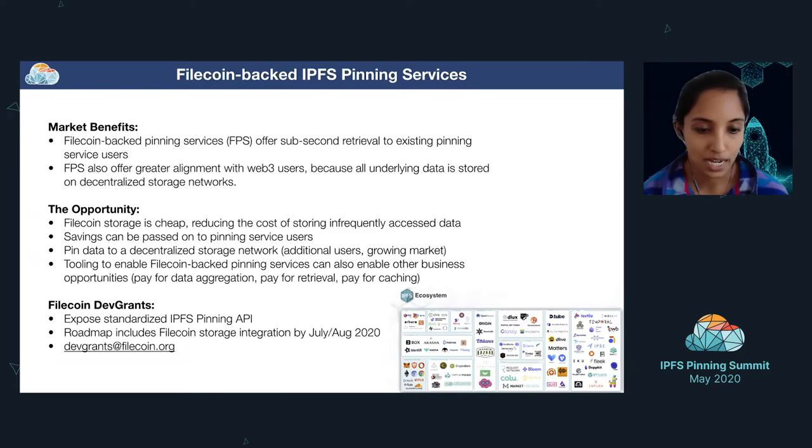We believe that Filecoin backed pinning services are going to be a really important entry point for Web3 application developers who want to interact with Filecoin storage. And so we're planning on offering Filecoin dev grants to support teams that choose to integrate Filecoin storage into their pinning solutions by around the time of mainnet launch for Filecoin, which will be July or August of this year.